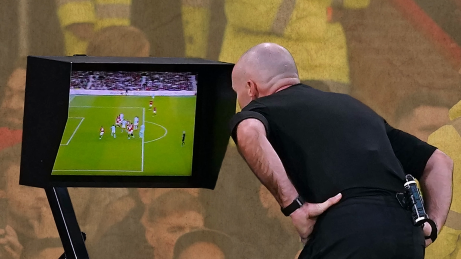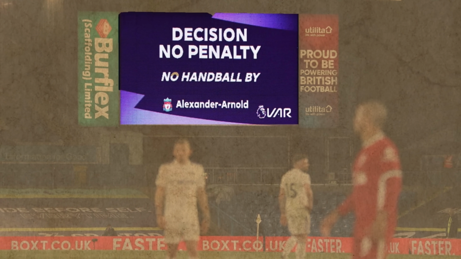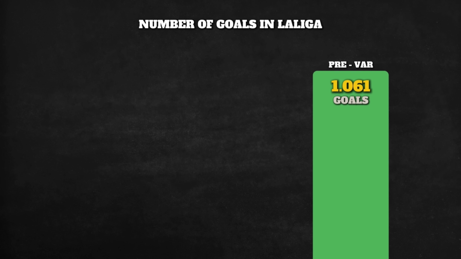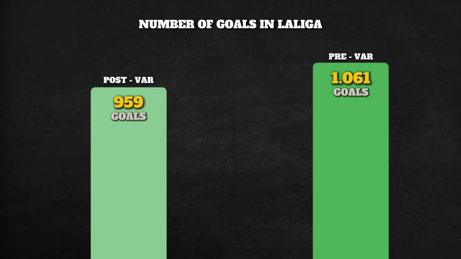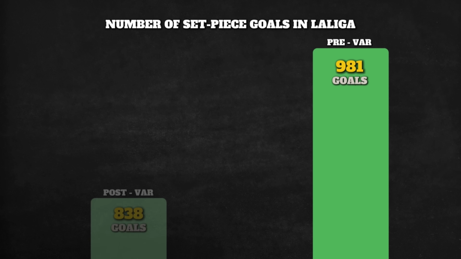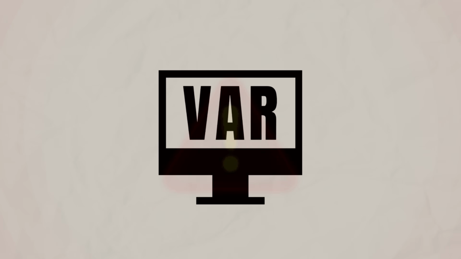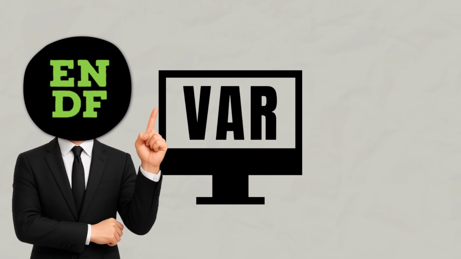According to a study by Sporting News, which compared different leagues before and after VAR, the number of goals decreased again. The most noticeable case was in the Spanish league, where it dropped from 1,061 goals to 559. And if we only analyze set pieces, the decrease was even more marked, from 981 to 838 goals. And although most of those goals were correctly disallowed, it doesn't change the slight decline in goals. And we know that in the long run, this makes matches less attractive for the spectators. We're still incredibly early to say there's a new crisis, but certainly alternatives are already being considered.